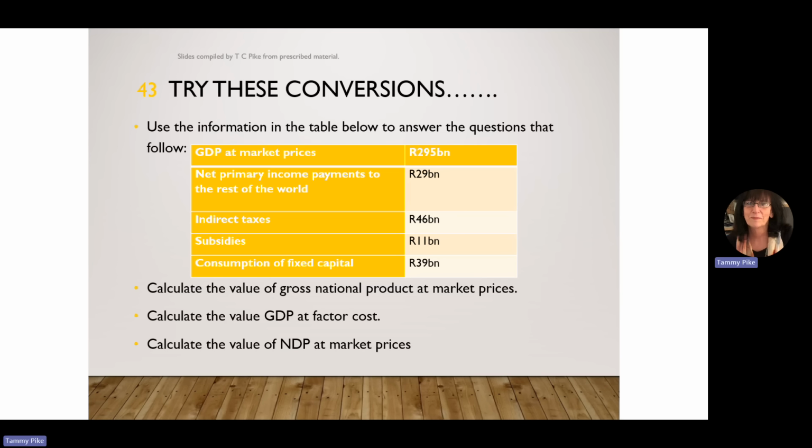And then we go to the last one, NDP at market prices. So market prices, still the same. We go back to our GDP at market prices. That's good. So we don't need to worry again about taxes and subsidies. So that's all good. That's the same as that. But what has changed? Now N has changed from G. So I've gone from gross domestic product to net domestic product. What do I need now? I need consumption of fixed capital. So there we go. Minus 39 billion. And there I've got my answer.